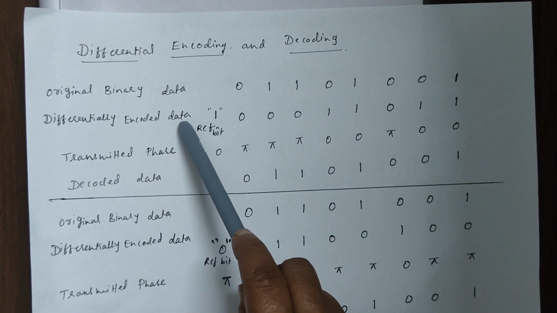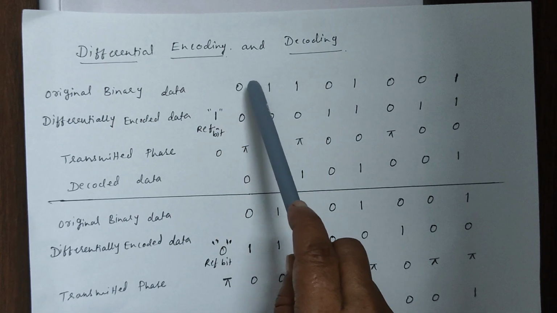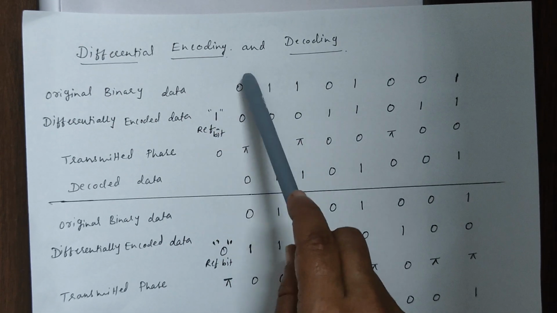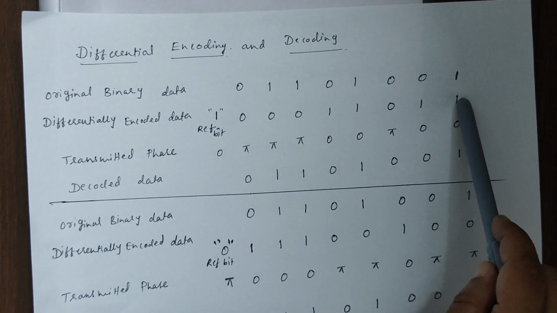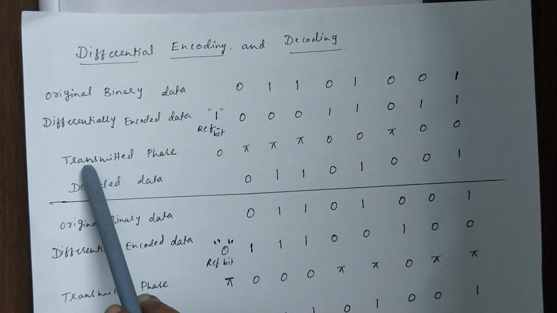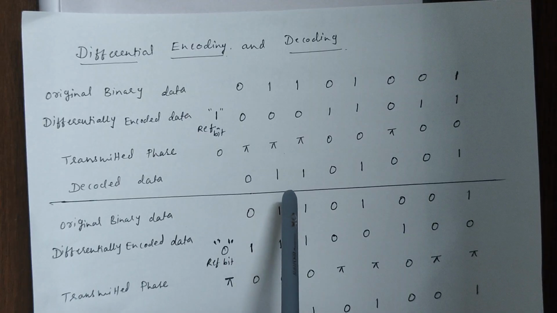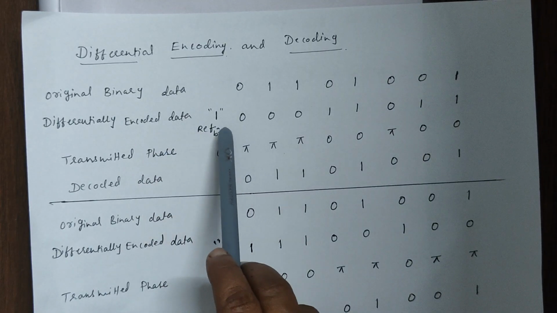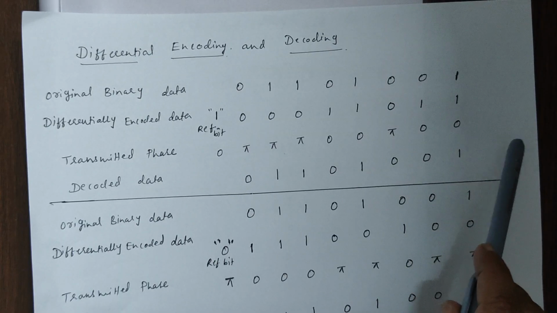For differentially encoding data, initially we have to take one reference bit. With the reference bit, we have to XNOR with the input. So we should start doing like this so that we will get the differentially encoded data. So this is the differentially encoded data. Now we have to decode the data. To decode the data, first, for each bit we have to assign the transmitted phase. We need to transmit the phase for each differentially encoded bit.